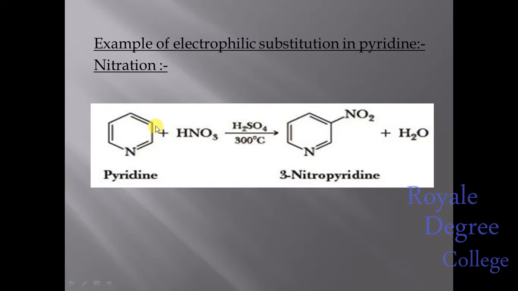On the third position of pyridine, represent one hydrogen outside the ring with a bond. That hydrogen will come out, reacting with the OH of nitric acid, so we get the side product H2O. What remains from the nitric acid is NO2. In place of hydrogen at the third position, NO2 is substituted, so we get NO2 at the third position. So it is named 3-nitropyridine.